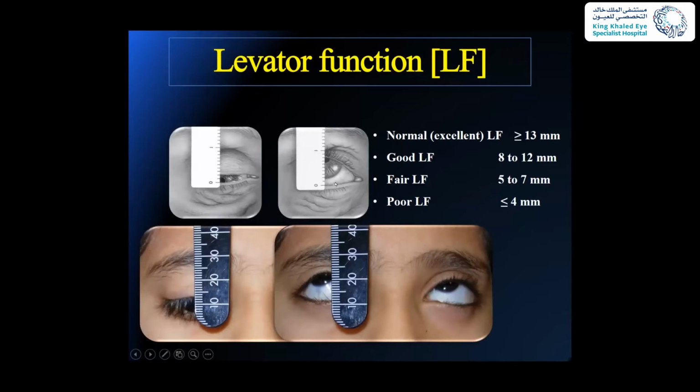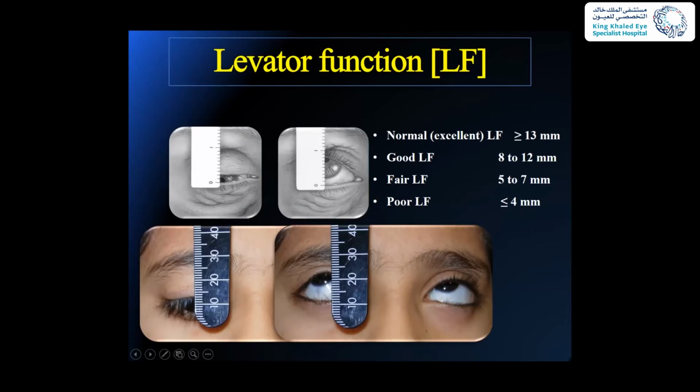How to assess the levator function? First, you have to fix his eyebrow, because if the patient is using the eyebrow, he will give you overestimation. So fix his eyebrow with your finger and use a ruler. A black ruler is a good one if you want to take photos because of reflection. And as you can see here, the eyebrow is fixed in both photos at 30, so he is not using the frontalis.